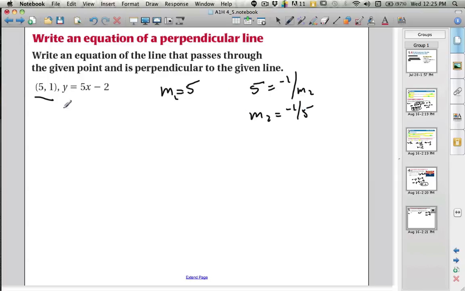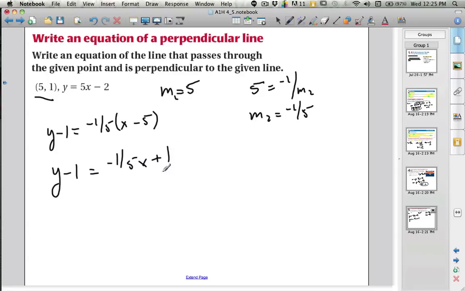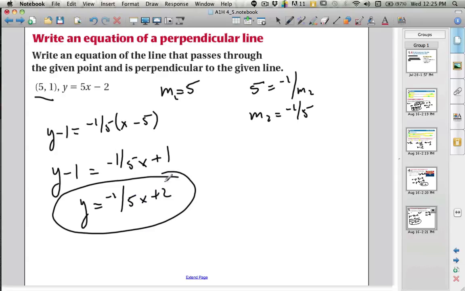So I have the slope and I have a point. We're going to go ahead and use point-slope form again. y minus 1 equals negative 1/5 times x minus 5. So I'll have y minus 1 is equal to negative 1/5 x plus 1. And if we add 1 to either side, y is equal to negative 1/5 x plus 2. Okay, this line is perpendicular to that line. They have slopes that are negative reciprocals, and this line will also pass through that point.